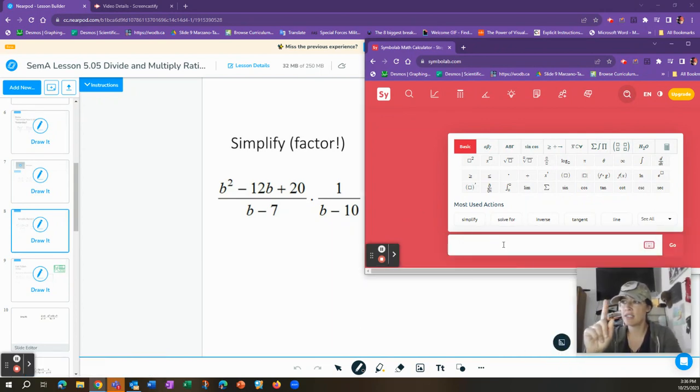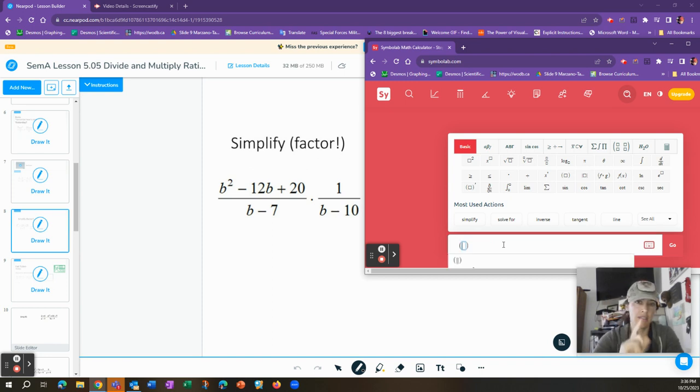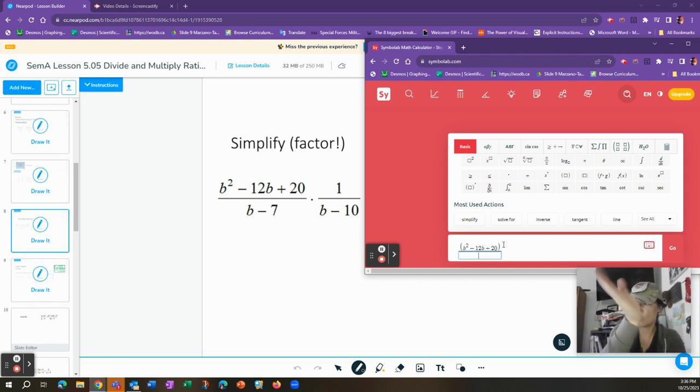Okay, so I'm going to start with a parenthesis. That's important. I want to group the whole top, right? I want to group that top. So b squared minus 12b plus 20 close parenthesis. All of that over. So I just hit the backslash underneath the question mark. It created a fraction for me, okay? b minus 7. That box already grouped it. I'm now going to arrow over.